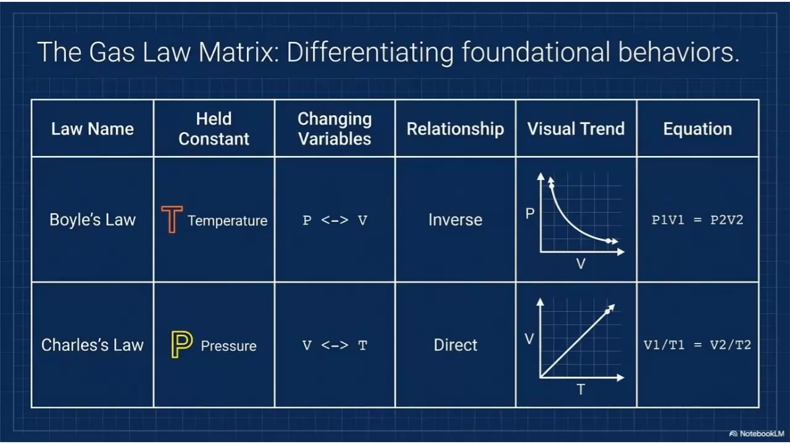And you'll see that in the lab today when you start working with a syringe. Those who haven't seen it yet, half of you already saw it. Charles' law is direct, one goes up, the other one goes up. You don't get to see that relationship in a lab until you get to Chem 1, because there are other factors that we have to take into consideration, but this is what we have so far.